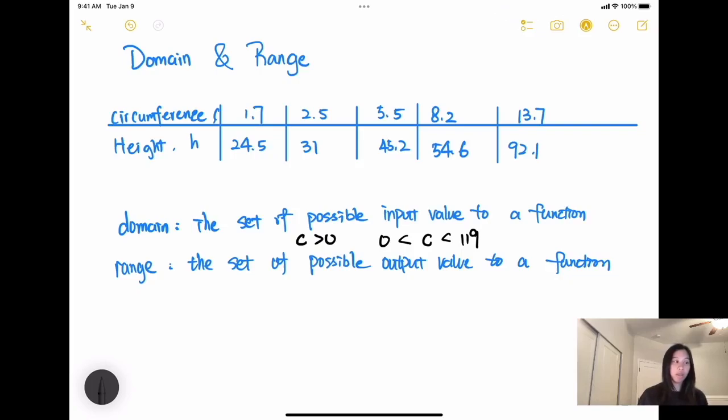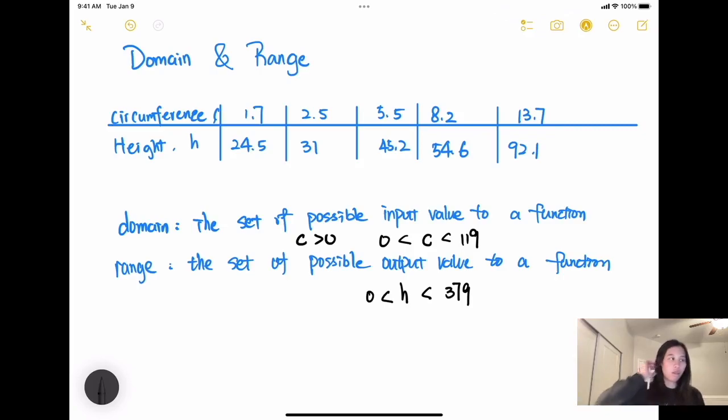Similarly for the range, by looking it up, the highest tree that they have discovered is 379 feet tall, and also it can't be a negative number, so H should be between 0 and 379. So this is going to be our range.